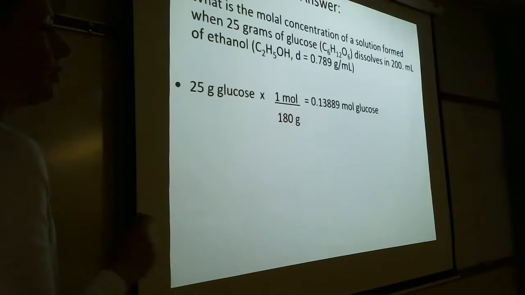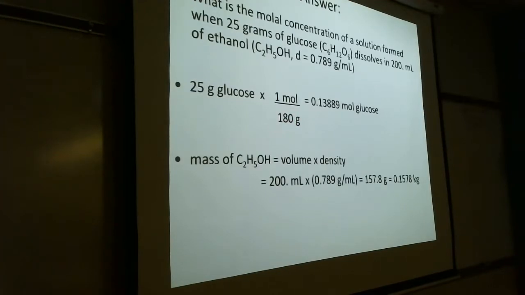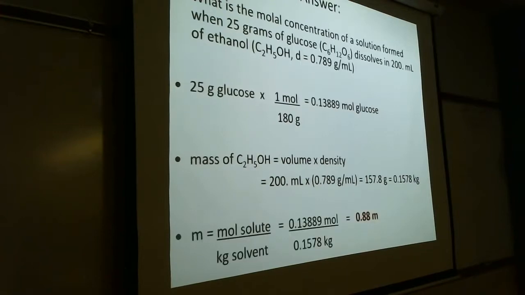Right, molar mass of glucose is about 180. Now to get the mass of the ethanol, that's its volume times its density, right? Because that's 200 milliliters, and that's 0.789 grams per milliliter. Again, we're carrying out extra decimal places. So I got 0.1578 kilograms. Did you? And now we can divide. Now we can divide. Moles per kilogram.